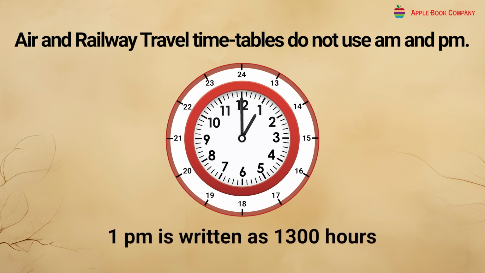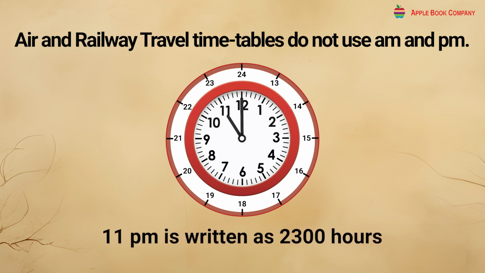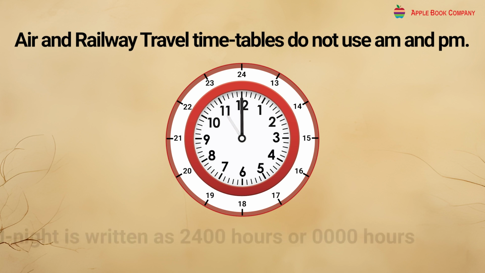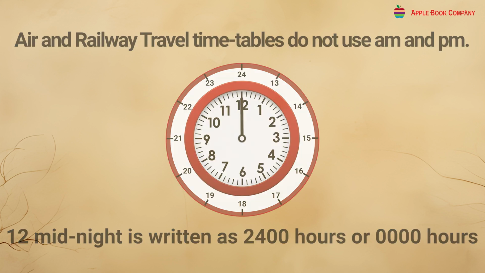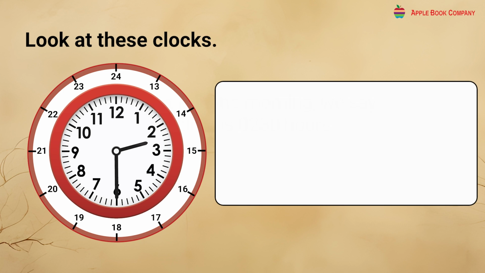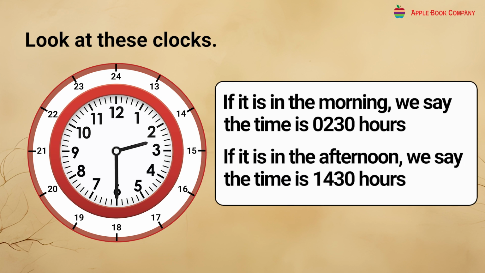1 PM is written as 1300 hours. 2 PM is written as 1400 hours. 11 PM is written as 2300 hours. 12 midnight is written as 2400 hours or 0000 hours. Look at these clocks. If it is in the morning, we say the time is 0230 hours. If it is in the afternoon, we say the time is 1430 hours.